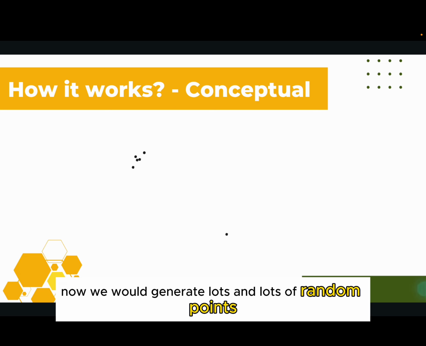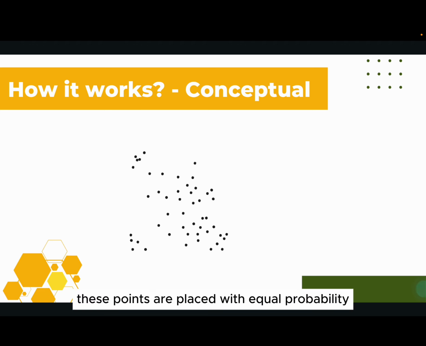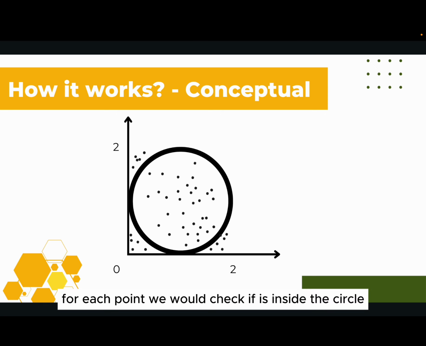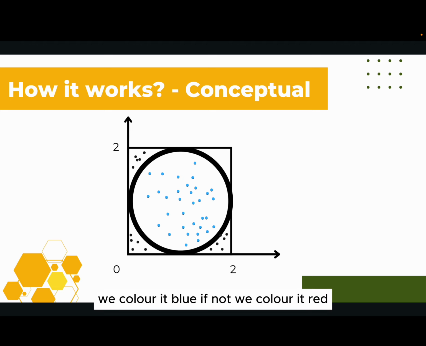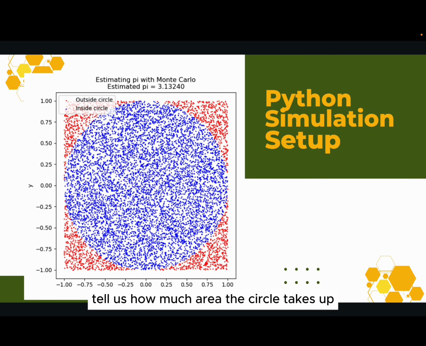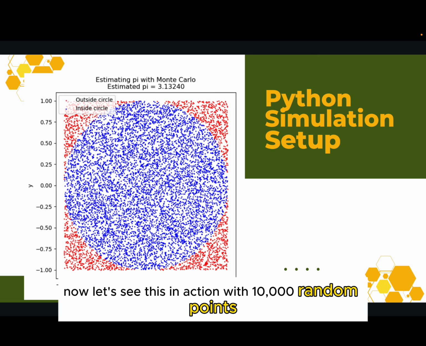Now, we would generate lots and lots of random points inside the square. These points are placed with equal probability, like throwing darts randomly on a dartboard. For each point, we will check if it is inside the circle or outside the circle. If inside, we color it blue. If not, we color it red. The fraction of points inside the circle tells us how much area the circle takes up. That's the key idea. Now let's see this in action with 10,000 random points.